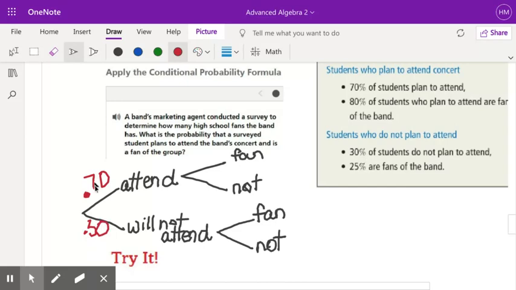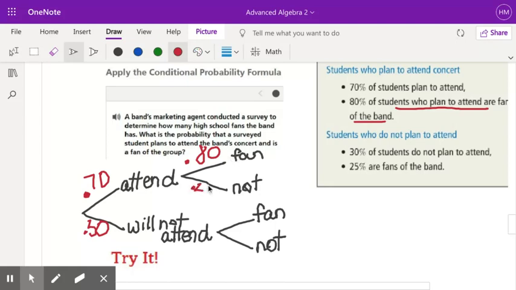The probabilities on each branch need to add to 100% because it's like you're asking one question, and so everyone needs to respond. So 100% of people need to respond. It looks like they did, 70%, 30%. All right, then of those who attended, 80% of those students are fans of the band. So of those who attended, 80% are fans. So 0.8 on this branch. And so if 80% were fans, then we can assume that 20% were not fans.